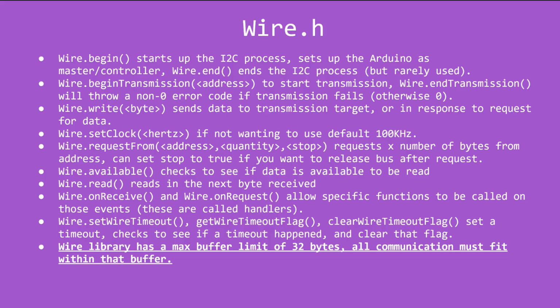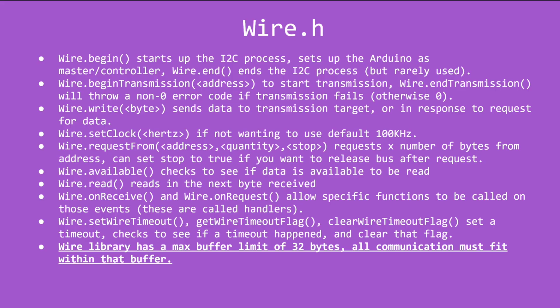The default is 100K. I think in most instances this works. However, you may have a device that can't do 100K, or maybe you want to try for something higher. Now, we could do a requestFrom, a number of bytes from an address. We can also set it to completely stop and release the bus after that request. When we're dealing with just two things like the Arduino and one device, a lot of this isn't necessary. When we develop a multi-device bus, this becomes more necessary.